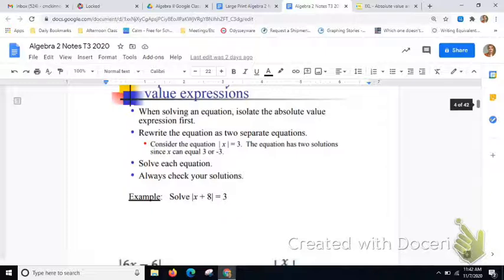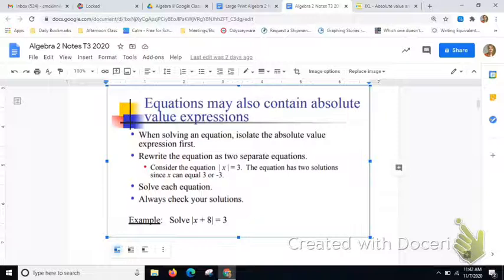So think about if we had a very simple equation that said the absolute value of x is equal to 3. Well, if I had a simple equation that said the absolute value of x is equal to 3, there would be two solutions. X could be 3 or x could be -3. So we're going to see that we're going to have two solutions on almost every absolute value equation.